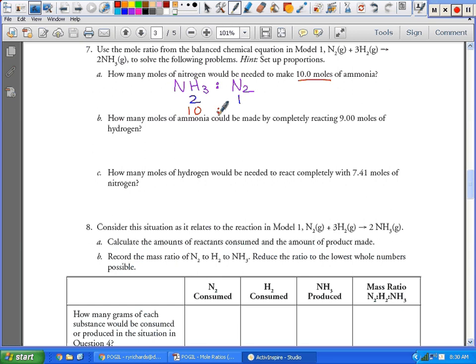Does that make sense? Do you now see why it says set up proportions and set up ratios? I can assure you it's going to get easier. This is making it a little bit more complicated than it has to be. But if you can get this, then the next step is going to be much simpler.